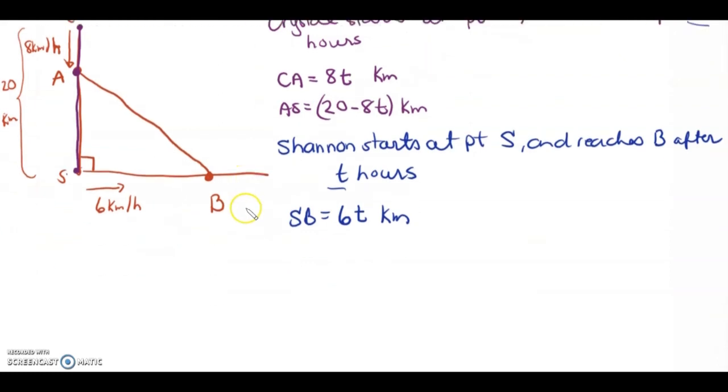So when we talk about the distance of AB, if you think about it, back up to this diagram, AS is going to be 20 minus 8t, right? SB is going to be 6t. So when we talk about the distance of AB, we're actually going to use Pythagorean theorem.